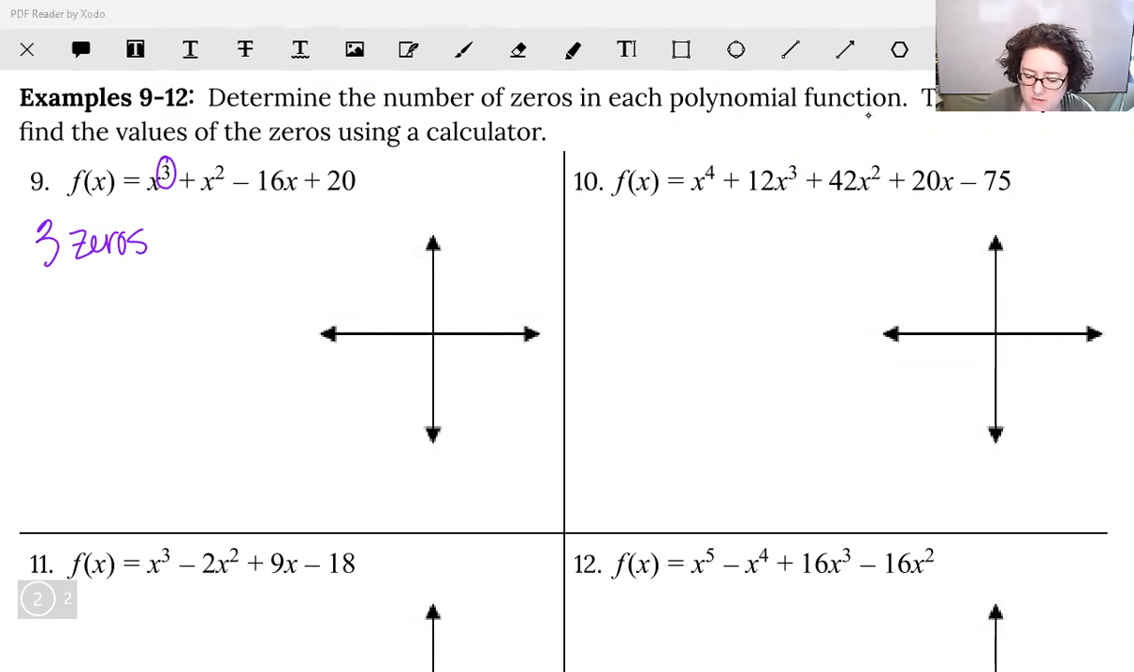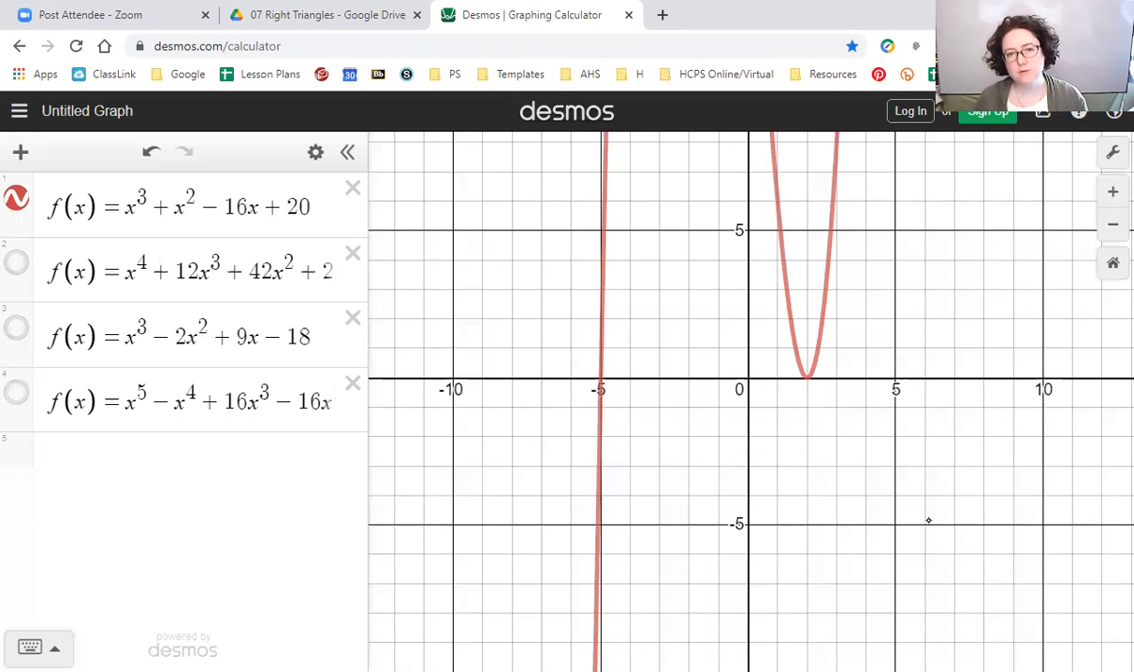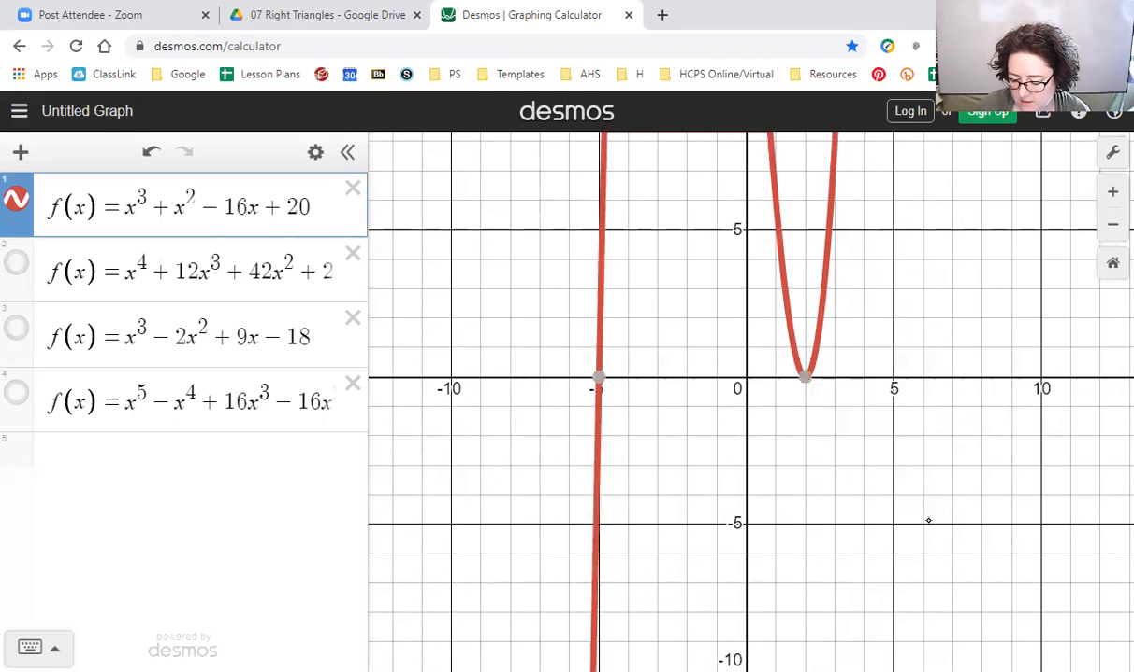So let me pop over to my Desmos calculator. And I've gone ahead and pre-graphed these. So if you need to pause and open a separate window to graph these out, go for it. But our first function, x³ + x² - 16x + 20, again, we would expect to have 3 zeros on this, which we do. So we have one going through the -5, and then we have a bounce happening right at our point 2, 0. And so I'm going to go back to the other file.